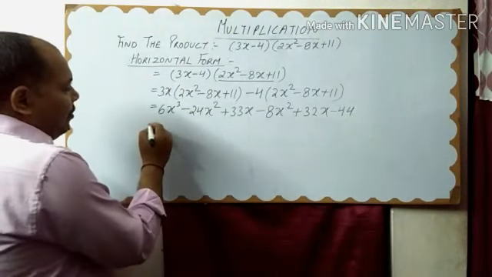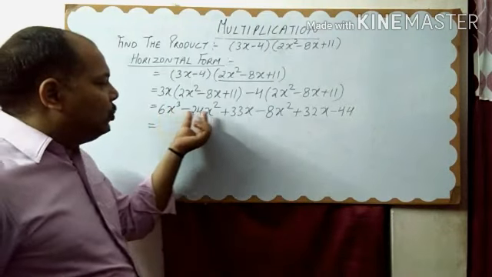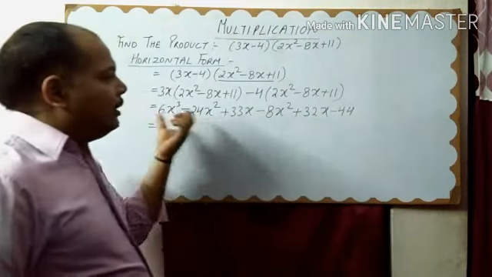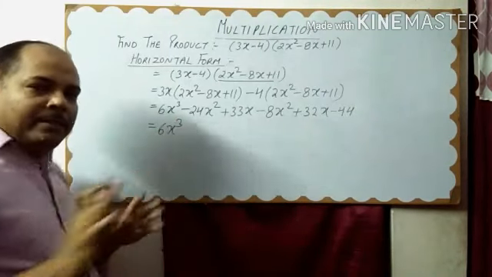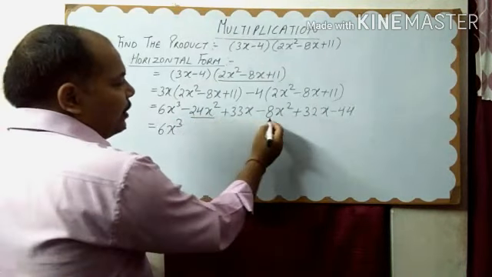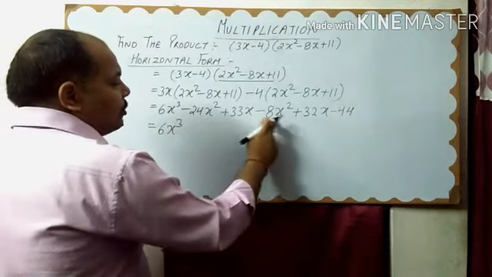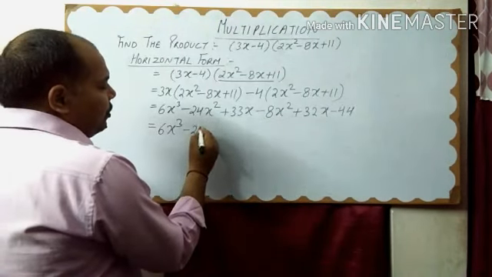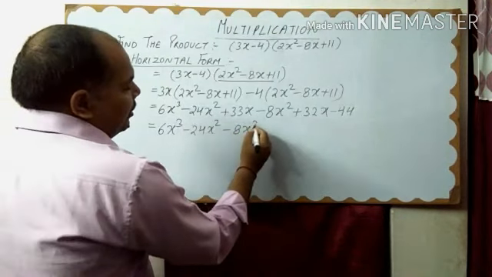Now say 6x cube. Now we will identify if there is another x cube term. No, no other term is x cube, so we will write 6x cube as it is. Now 24x square and 8x square are both like terms, so we will write these two terms together: minus 24x square minus 8x square.